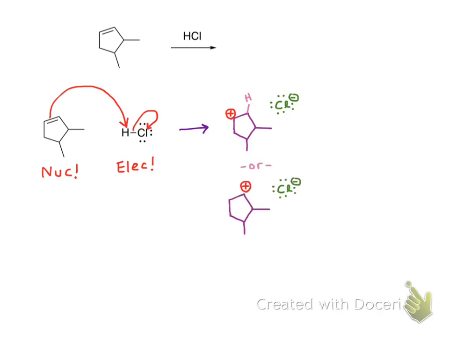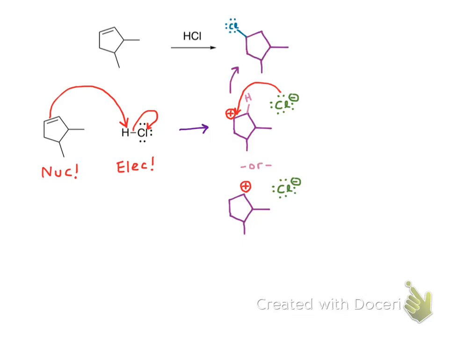Or this. So here are the two initial possible intermediates, and once they are formed, this reaction could either finish up, so let's just draw the electron pushing for that. So this chloride could perform a nucleophilic attack to make our first product.